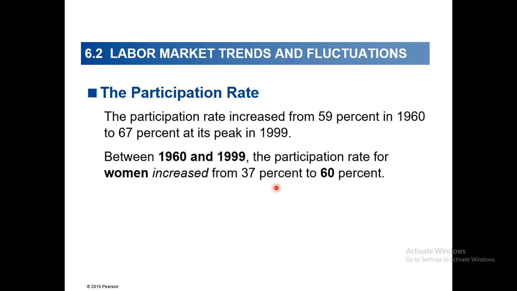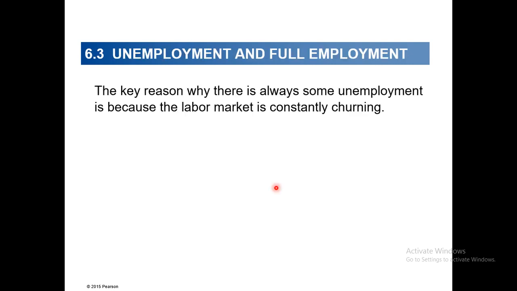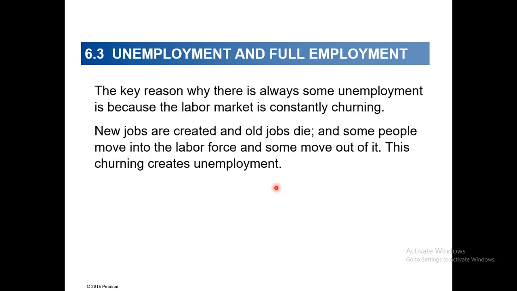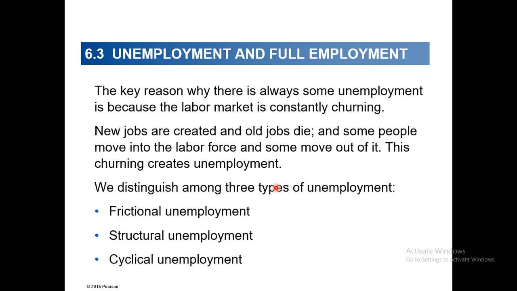Between 1960 and 1999, the participation rate for women increased from 37 to 60%, and for men decreased from 83 to 70%. The key reason why there is always some unemployment is because the labor market is constantly churning. New jobs are created and old jobs die, and some people move into the labor force while some people move out. So there are 3 basic types of unemployment: frictional, structural, and cyclical.